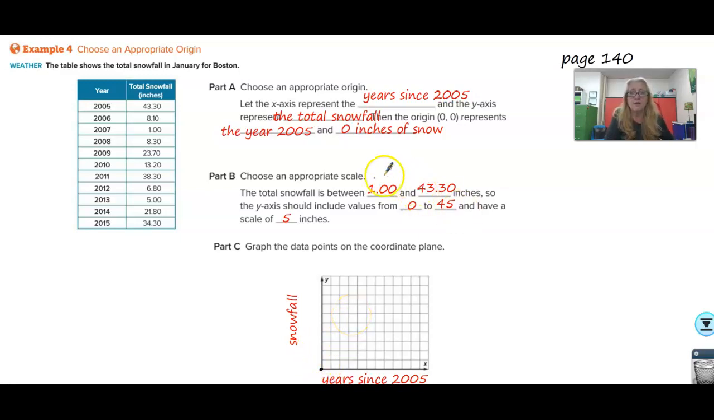Oh, well, we have to talk about the coordinates that we're going to do here. Choose an appropriate scale. The snowfall is between 1 and 43.3 inches, so the y-axis should include values from 0 to 45. Well, we don't have 45 lines, so they're saying let's go every 5. So this would be 5, 10, 15, 20, 25, 30, 35, 40, 45, and that gets it all in there.